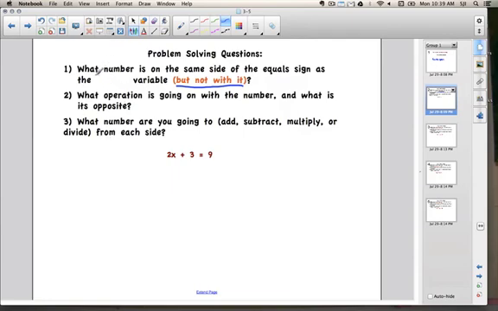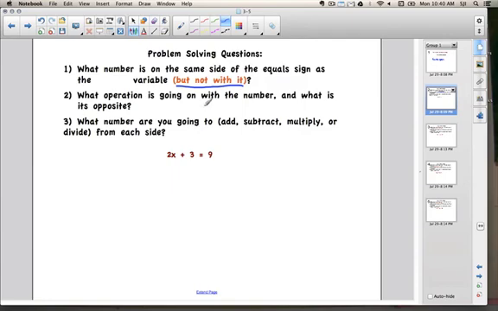So here's the first question. What number is on the same side of the equal sign as the variable but not with it? The "but not with it" means not right next to it. See how the variable is right next to the 2? When we ask ourselves the question the first time with the "but not with it," we're looking for the number that's on the same side as the equal sign but not right next to it. So the first time through, we're not looking for the 2, we're looking for the 3 because it's on the same side of the equal sign but it's not right next to it. So the answer to question number 1 is 3.